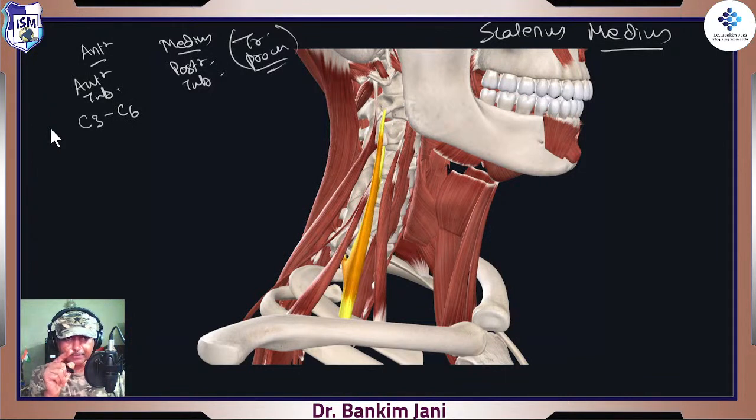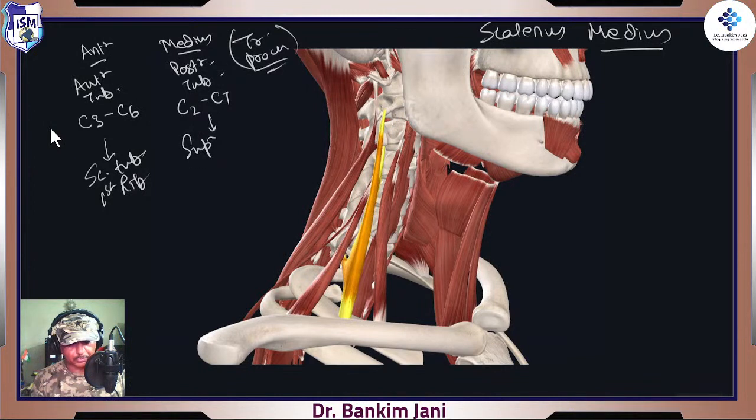The medius is one above, one below. So that means C2 to C7, right? One above, that is C2, one below, that is C7. And it was going on the scalene tubercle, first rib, right? So here also, there is no specific tubercle, but it will straight away be going for the superior surface.